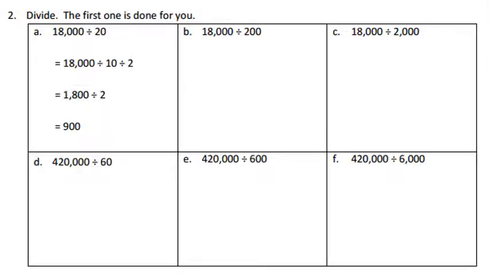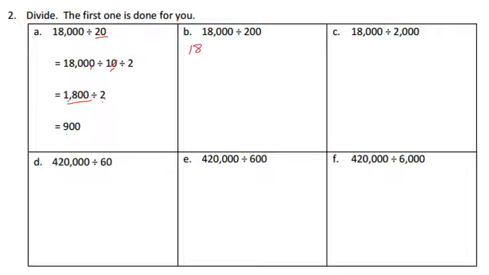Now, what we're going to do is decode in order to make this easier. We know the factors of 10 we can use with 20 would be 10 times 2. So we're going to split it up to 18,000 divided by 10 divided by 2. That allows us to simplify it and turn it into 1,800 divided by 2. 18 divided by 2 is 9, and our 2 zeros, so 1,800 divided by 2 would be 900. So we're basically decoding the divisor.